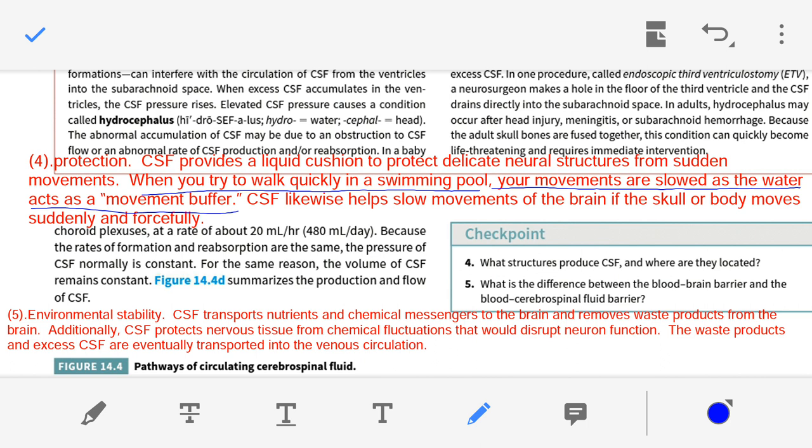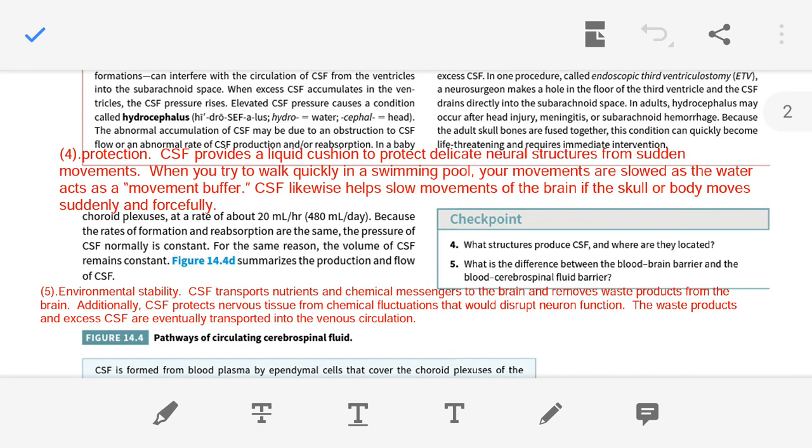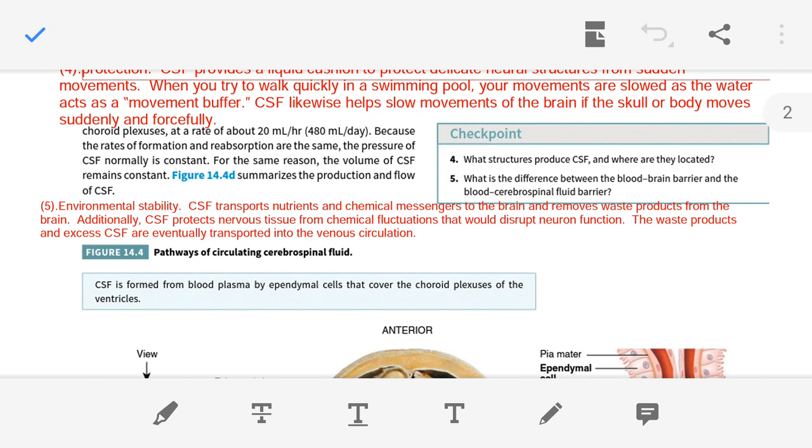Then see, CSF likewise helps slow movement of the brain if the skull or body moves suddenly and forcefully. So suddenly, let's say a person experiences an accident. At that time, this CSF is going to absorb the blow of the accident situation. So that way it will protect the brain and spinal cord. So CSF is protecting our brain and spinal cord.